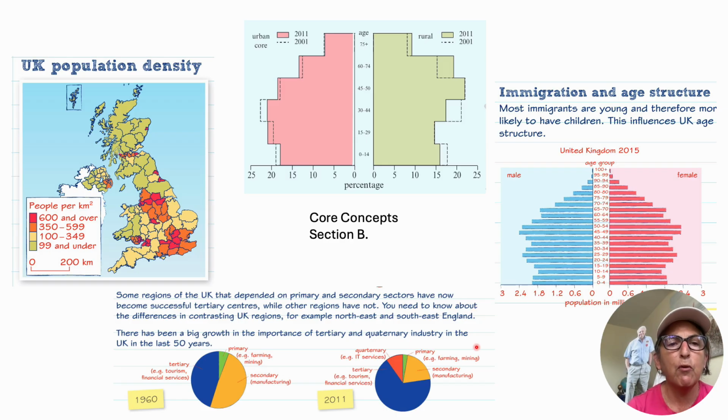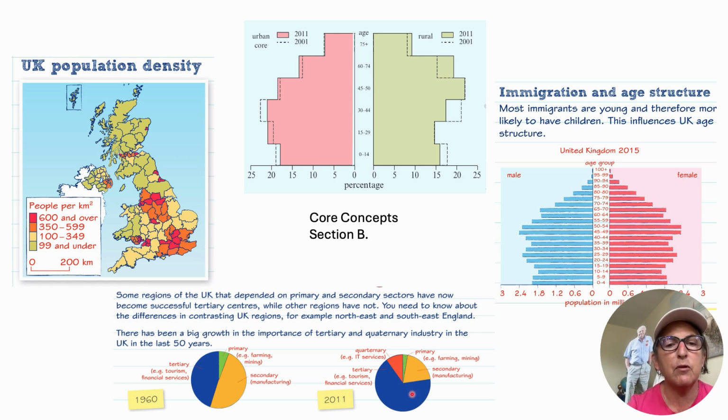Core concept number 4 is how the employment that people do in this country has changed. Back in the 60s, look at how many people were employed primarily in manufacturing, and look at what's happened to that by 2011. And we know why. It's due to deindustrialization, and that has impacted the north and central parts far more than the southern parts of the UK.